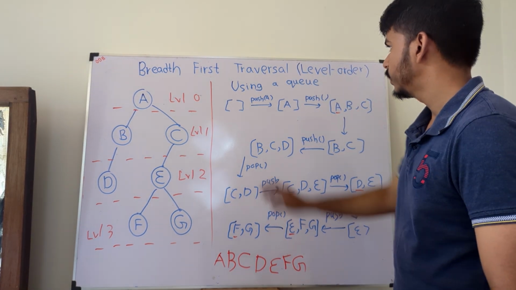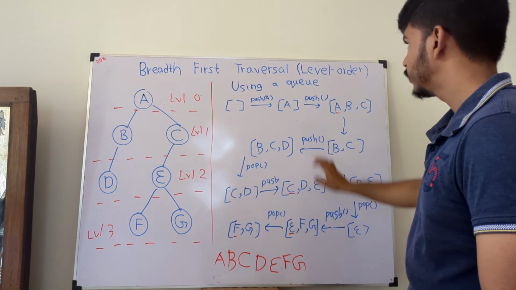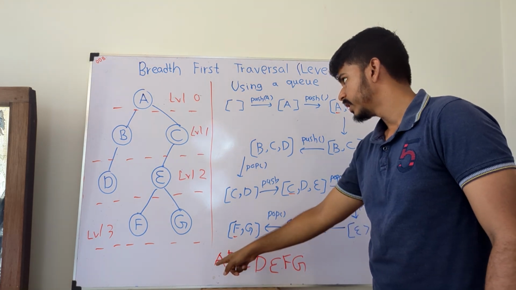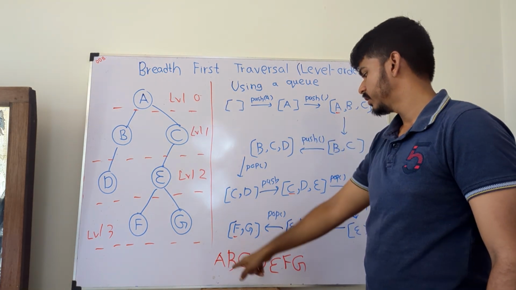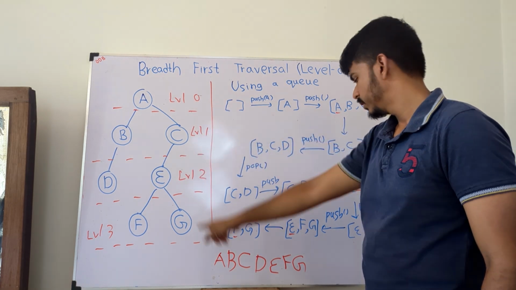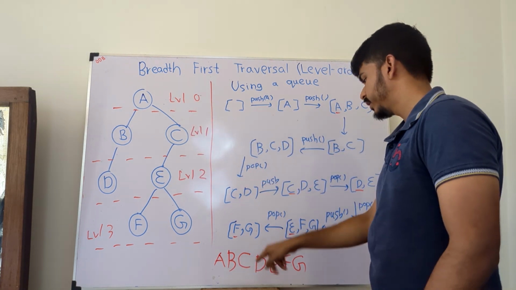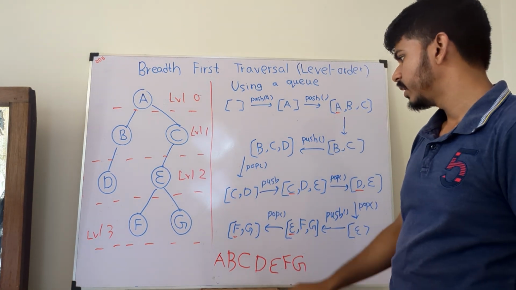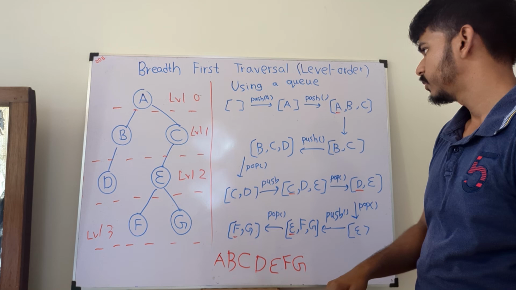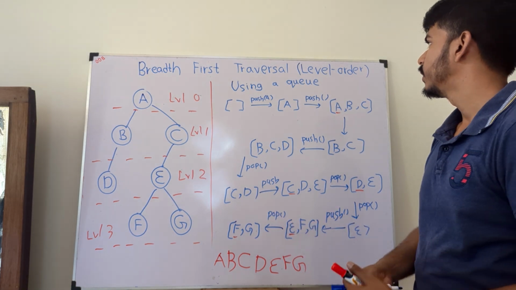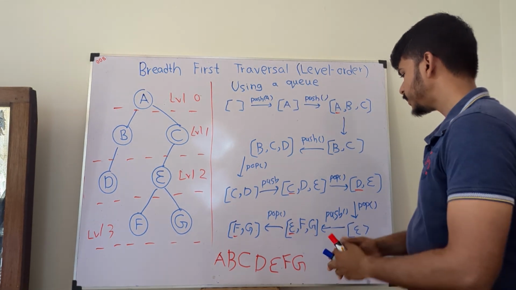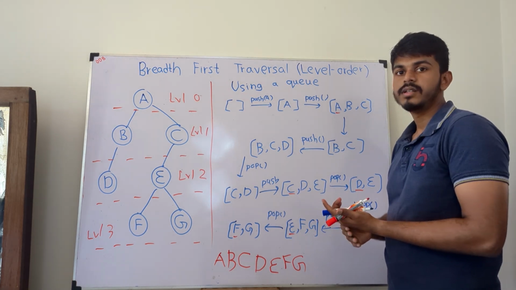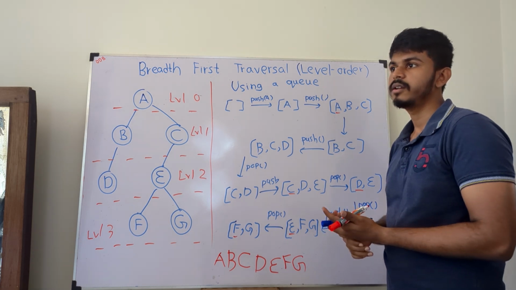So here you can see, using a queue, we can also do the breadth-first traversal in the way we wanted, which is A, first the 0th level, then go to level 1, B and C from left to right, then go to the second level, D and E, then after that the third level, F and G. So that has been done using a queue. Up next, we are going to see the recursive versus iterative approach.